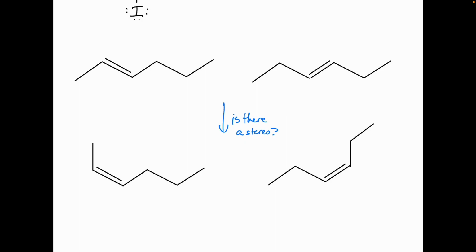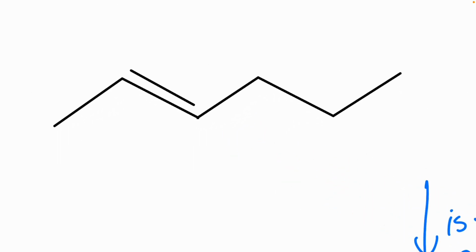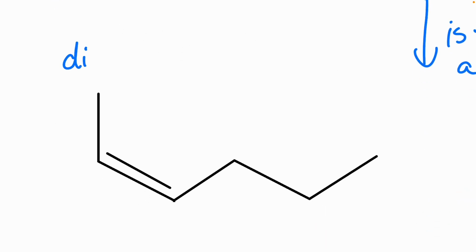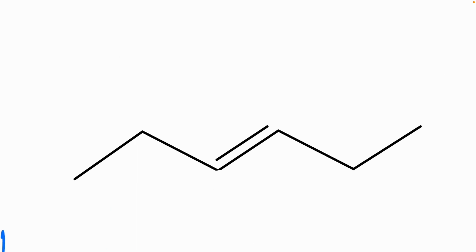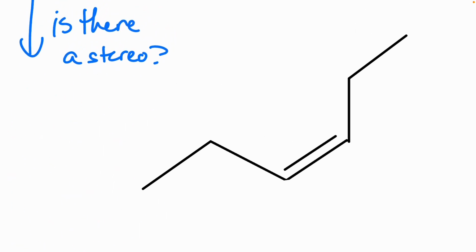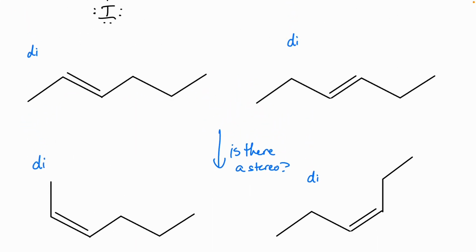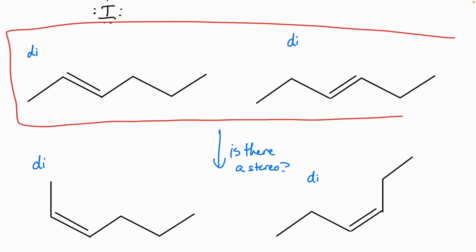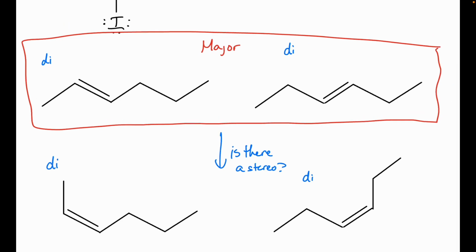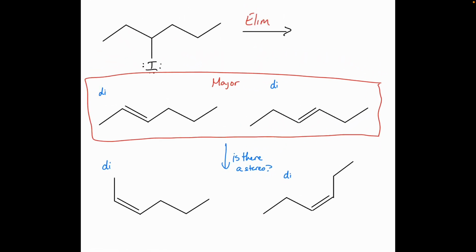All right, so then let's go through this first one: mono, di, tri, tetra substituted. What is it? This one's di. What about my other product? Also di. So in this case, if I asked you for the major product, it would be both. We have a tie here. These are both the E stereoisomer, where big groups are on opposite sides, and they have the same degree of substitution. So I'll get these four products out of my elimination reaction.